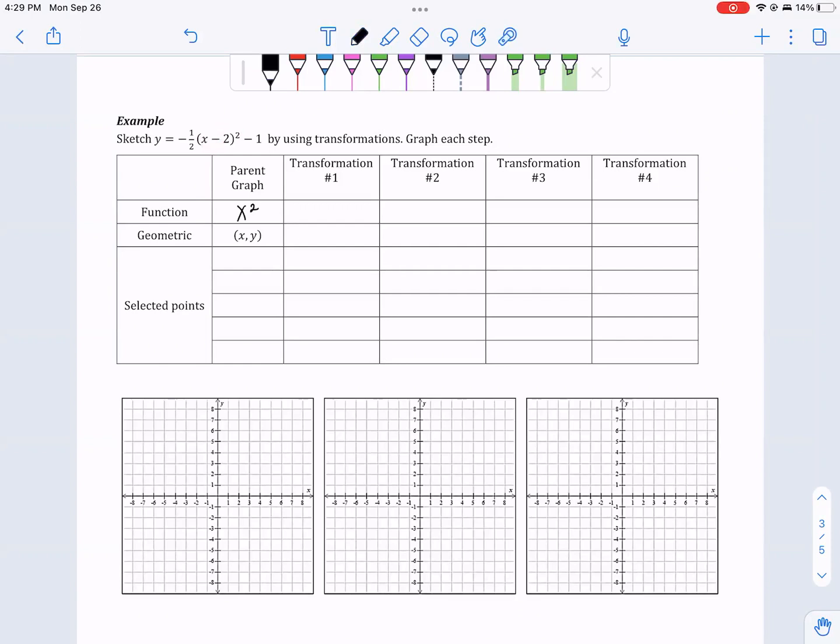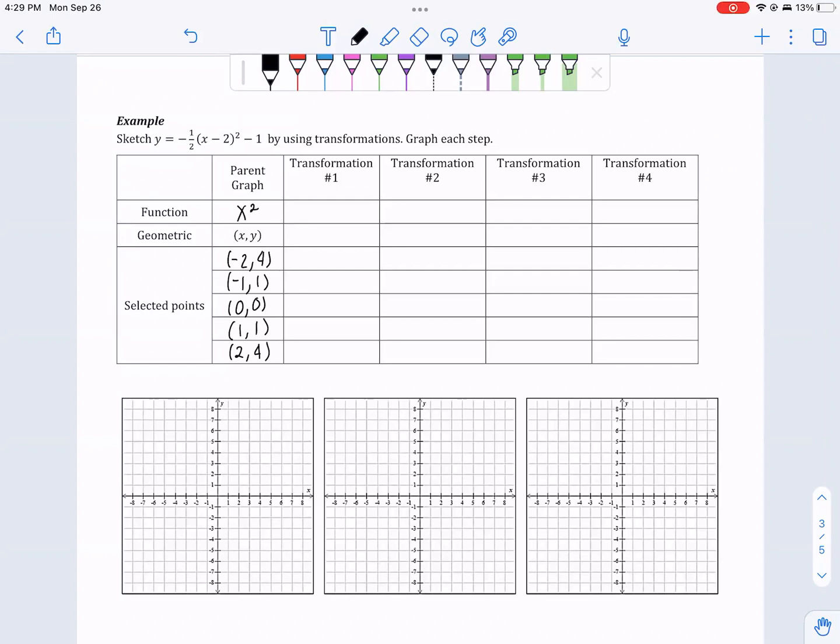The points that you should use for this function, we're going to do -2, 4, -1, 1, 0, 0, 1, 1, and 2, 4.